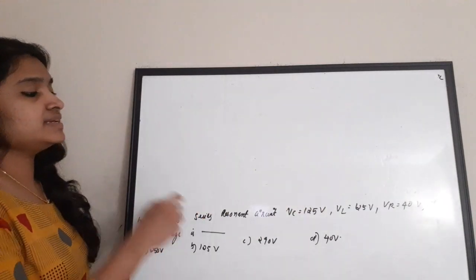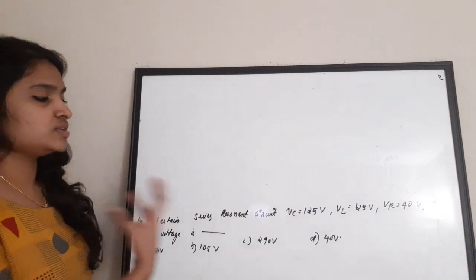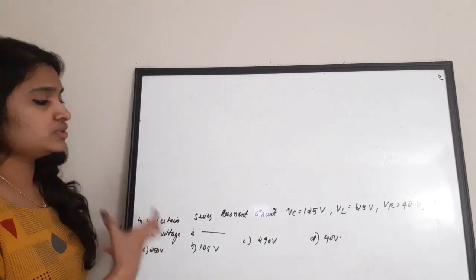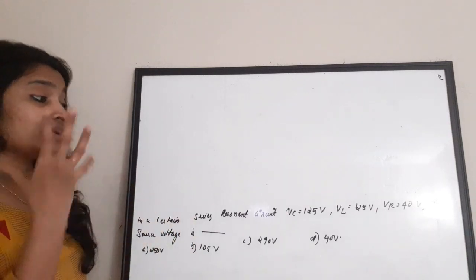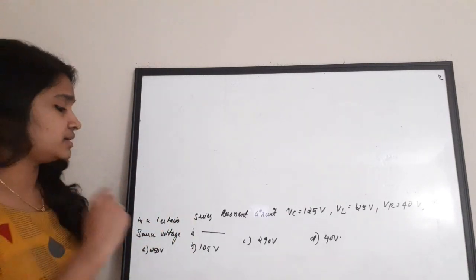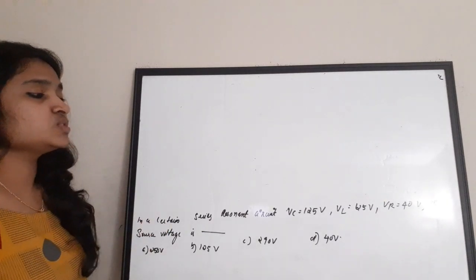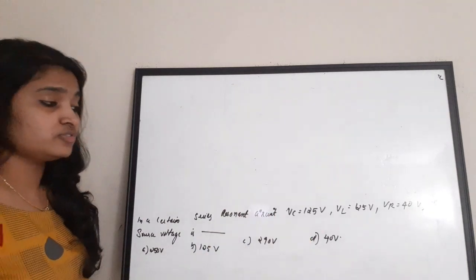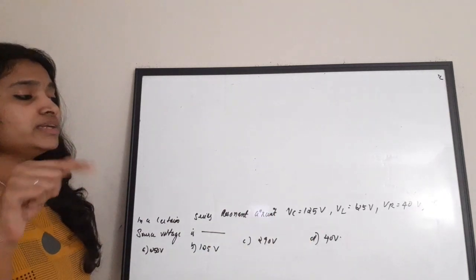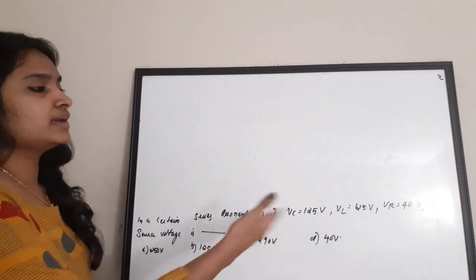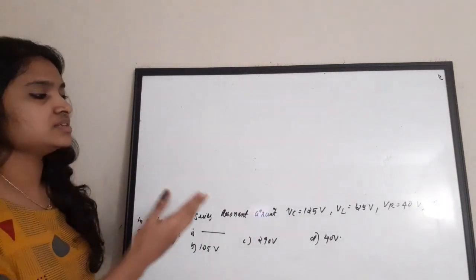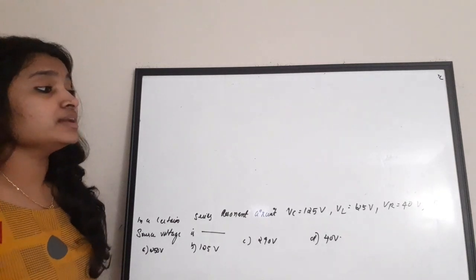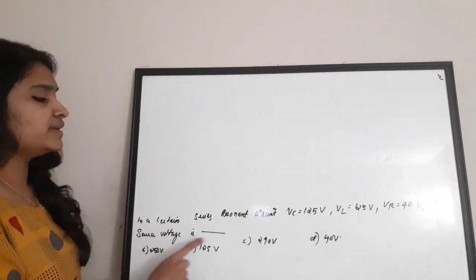In a certain series resonance circuit, so again resonance has come into the picture. Resonance is very, very important for these competitive examinations. There are a lot of concepts and also a lot of questions that can come. Okay, in a certain series resonance circuit, VC, that is the voltage across the capacitor, is equal to 125 volt, VL, which is the voltage across the inductor, is equal to 125 volt, and VR is equal to 40 volt. The source voltage is dash.